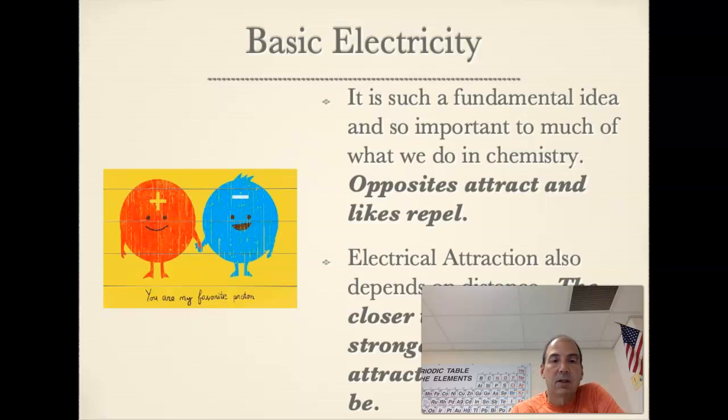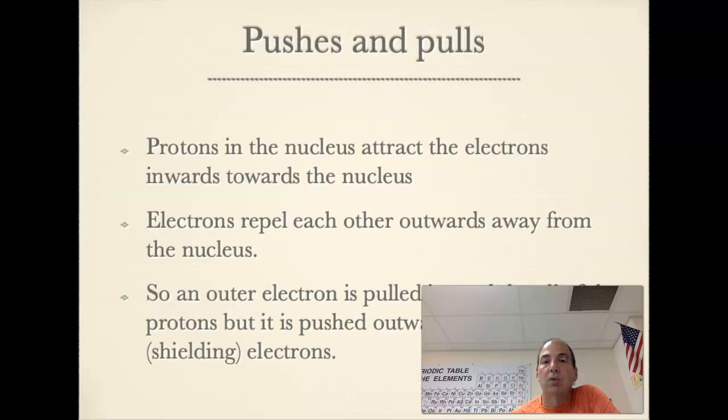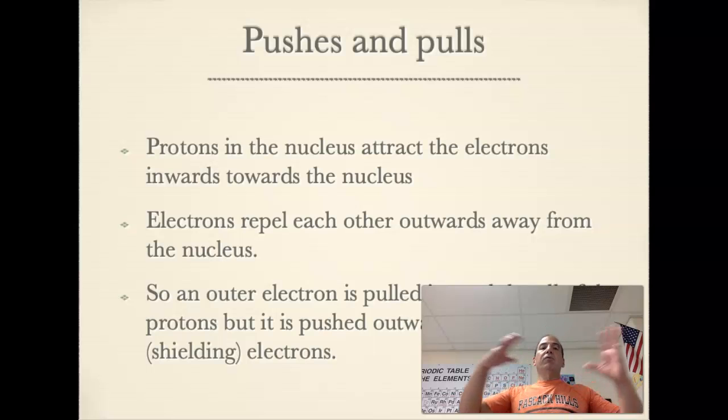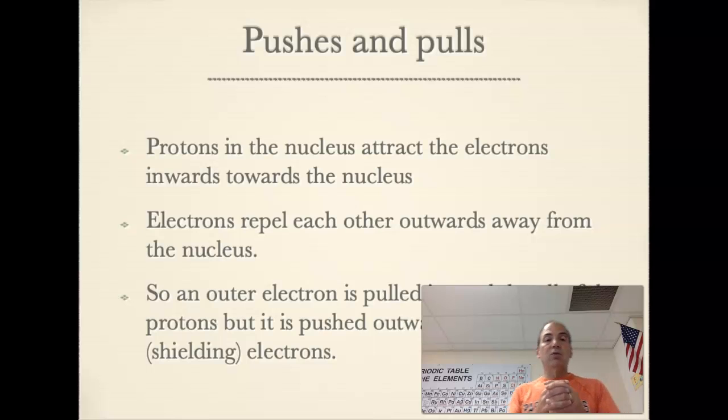Now, in terms of attractions and repulsions, or pushes and pulls, we're talking about protons and electrons, right? We know that protons are in the nucleus and electrons are being pulled inwards by them. We know that electrons will repel other electrons. Now keep in mind that the electrons have a lot more freedom to move, whereas the protons are locked into the nucleus with the neutrons. The neutrons are like the glue holding that nucleus together. There's no glue on the outside, so the electrons are going around.